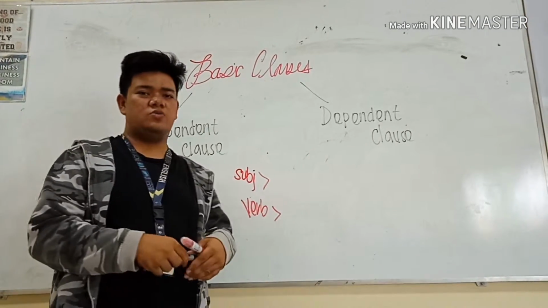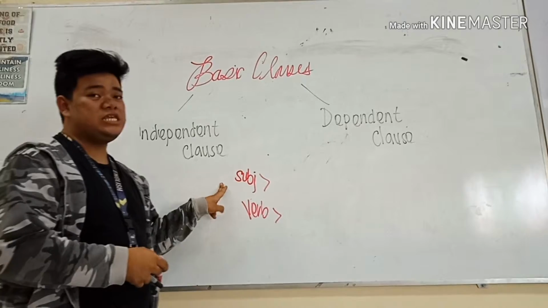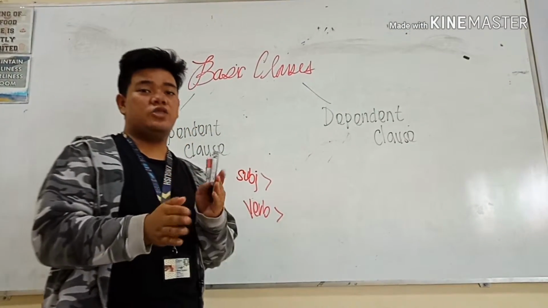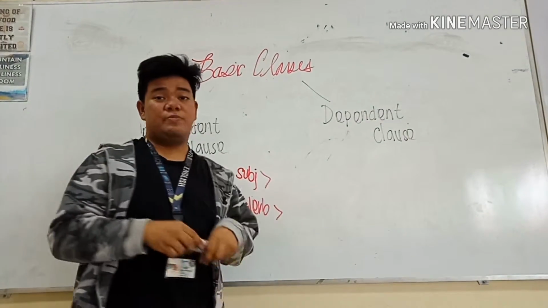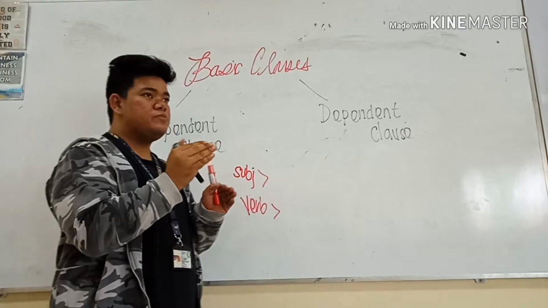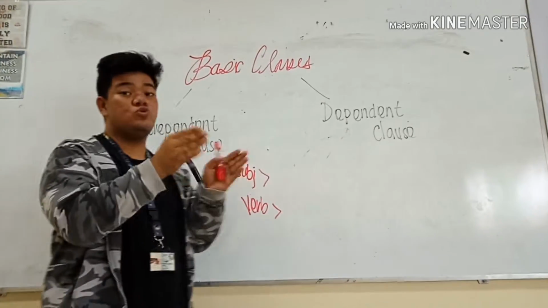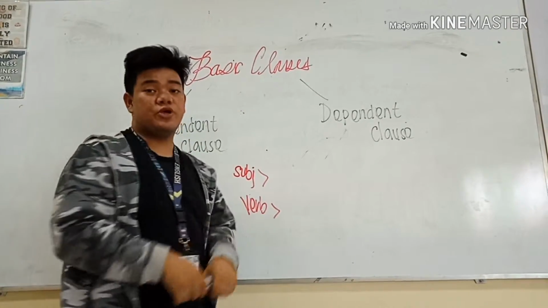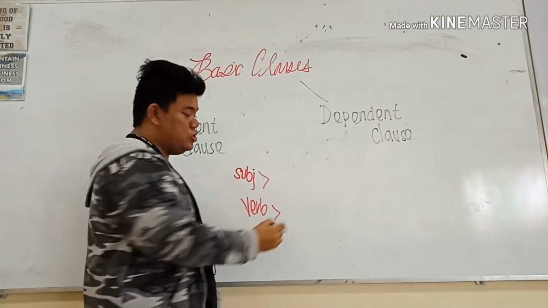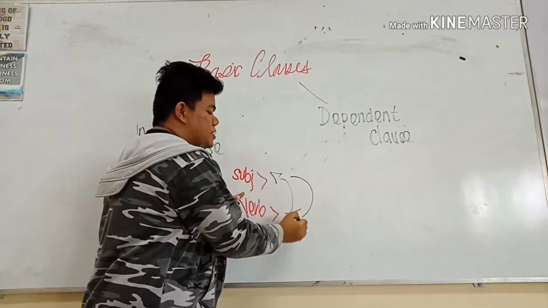Now let's define the use of the subject and the verb. In the basic clause form, the subject is the one who is performing the action, the one who is doing the action. Vice versa, the verb is the action of the subject, while the subject is the one doing the action.